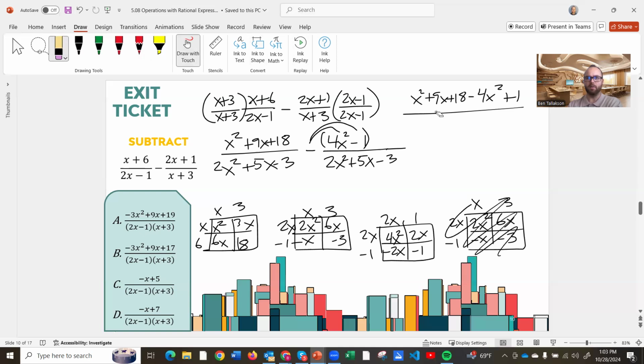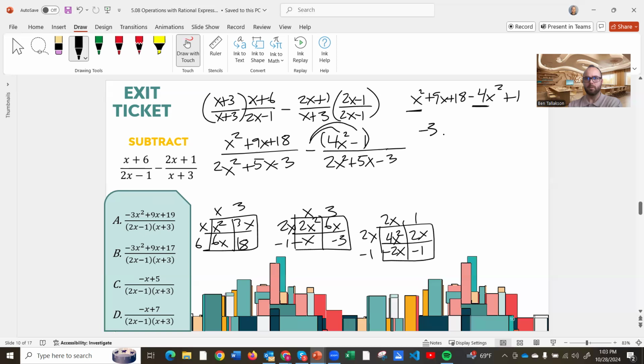Okay, for the sake of time and writing, I'm just going to work on the numerator for now. So let's see, like terms. And then we have 9x by itself, 18 plus 1. And what else? Well, we just have our denominator, our common denominator. And that is it. That was a complex subtraction problem, I would say.